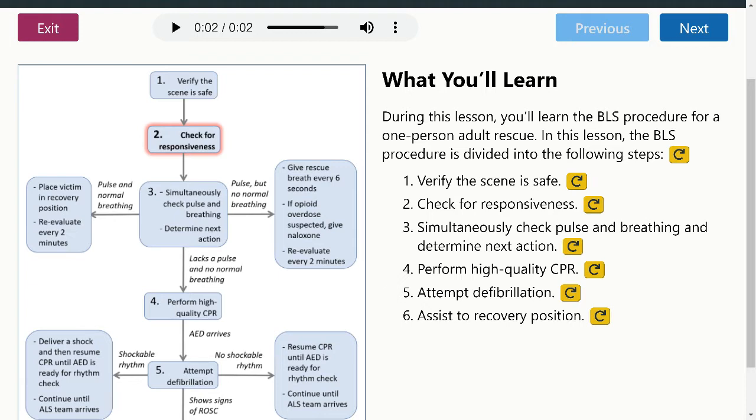You're going to attempt defibrillation. The important thing to remember about the AED is that you have to turn it on. If you don't turn it on, it's not going to tell you what to do. So we'll look at the one I got here. I keep forgetting to bring it back. And then you'll assist to recovery position. So we'll go through these steps here, and then I'm going to let y'all watch the video and practice.